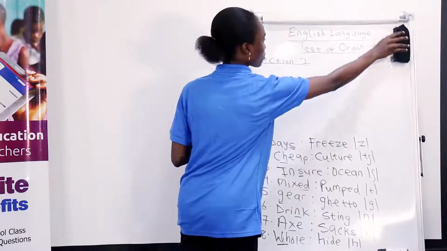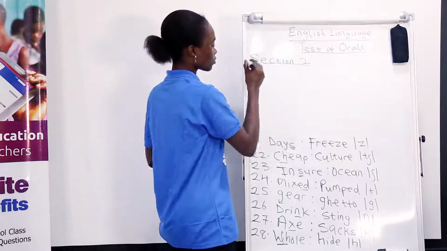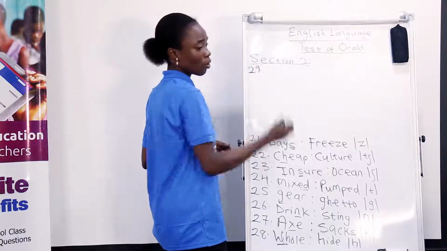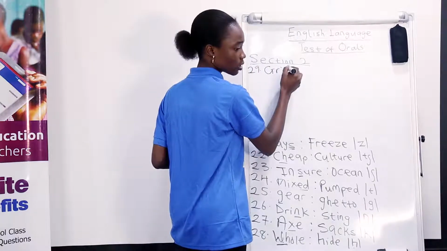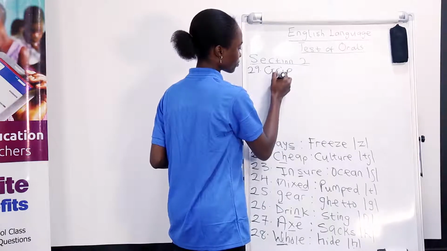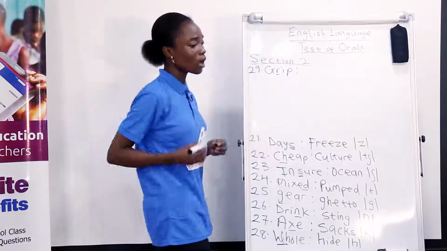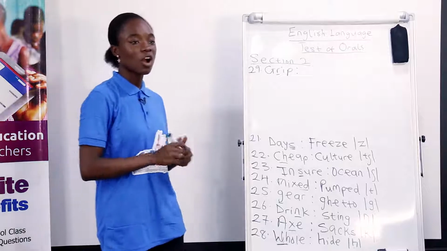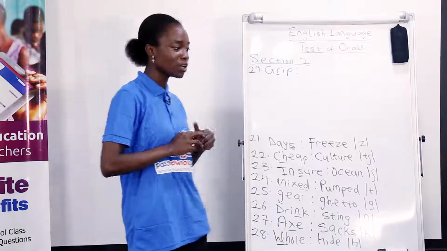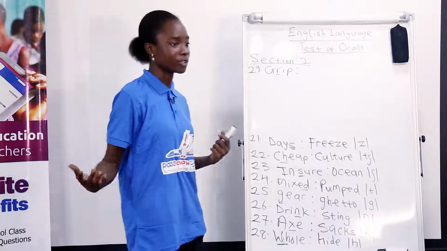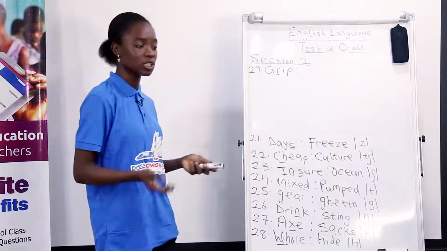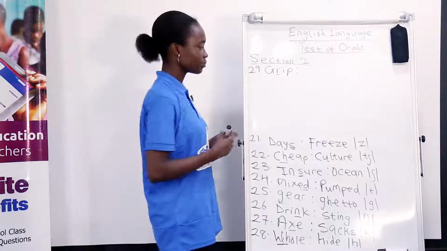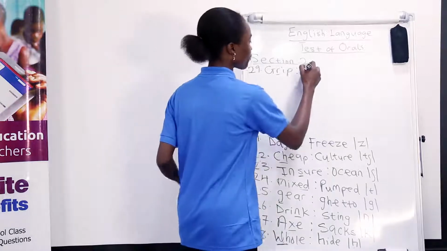Number 29. We have grip. Option A, we have caught. Option B, we have fear. Option C, we have burnt. And option D, we have cotton. The correct answer is fear.